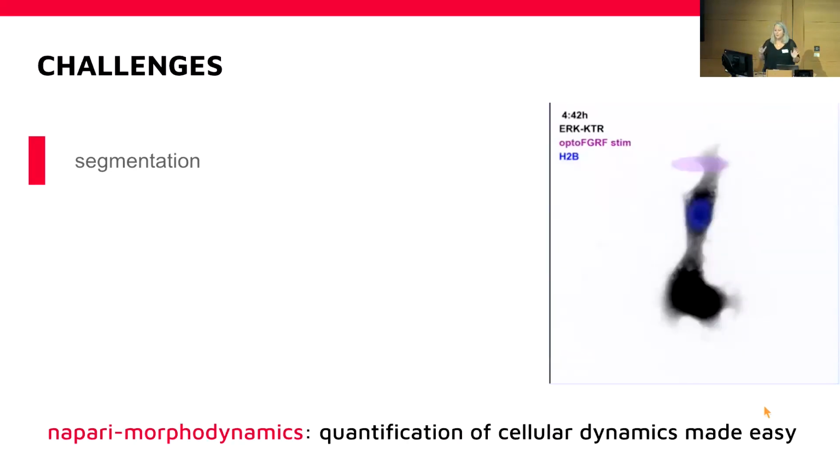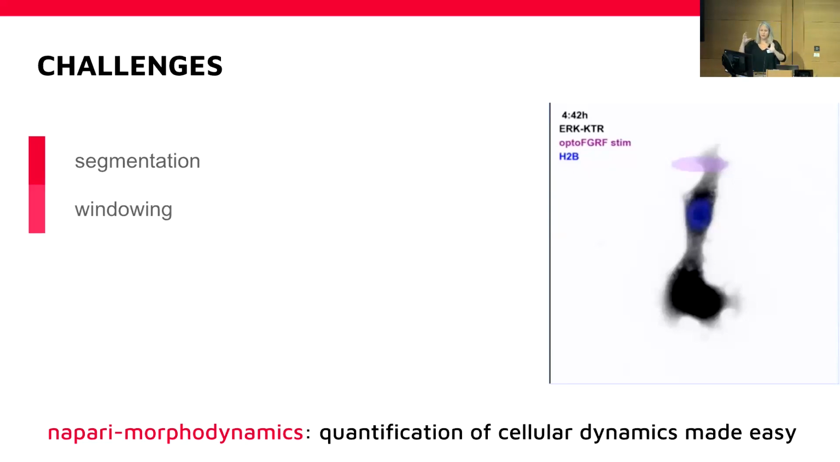This means napari-morphodynamics is very specific to single cell analysis. The title of my abstract was napari-morphodynamics, quantification of cellular dynamics made easy. When I wrote it, I realized that this means that it's not easy. So there are some challenges. The first one, I think, is segmentation, as we have seen in many talks. Particularly here, we want to segment very round cells that then become very elongated, but we also want to be very precise in the protrusion, because this is where the biology happens.